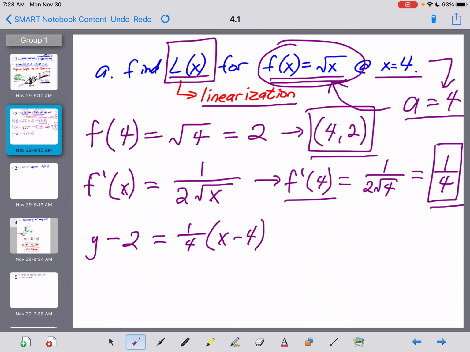So what are we going to get here? We're going to get y minus 2 is equal to, we'll distribute that 1/4 and get a 1/4 x minus 1, and then we'll add 2 on both sides.